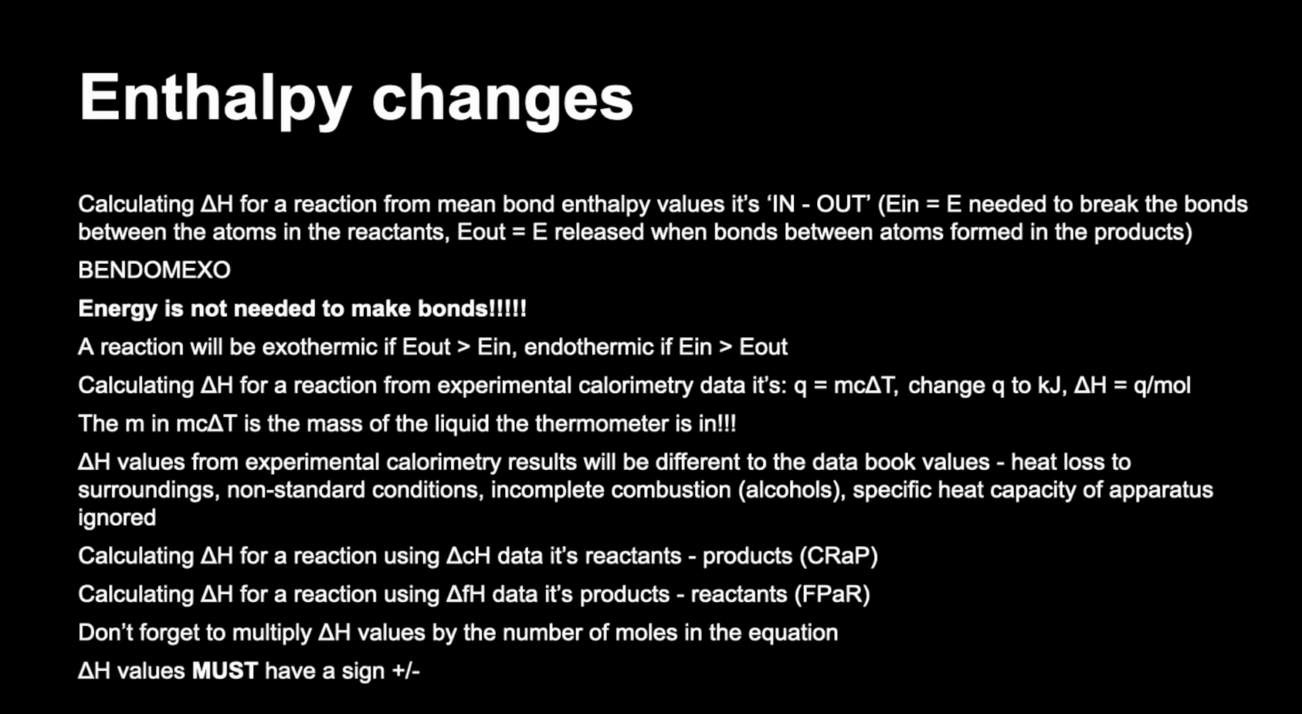And delta H values must have a sign. So it's either positive if it's endothermic or negative if it's exothermic. So remember, when you're doing the calculation, your calculator will not put a positive sign in front of your final answer. Obviously, for an endothermic reaction, don't forget the positive sign. Obviously, if it's negative, the calculator will put the negative sign in for you.